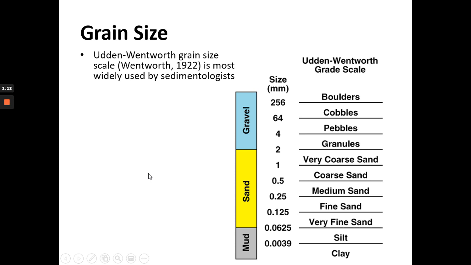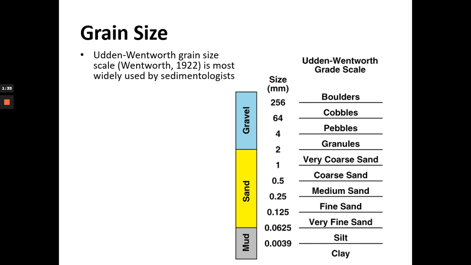So grain size is easy to understand. It's basically just the size of the grains inside your sediment or sedimentary rocks. Right? So you can say that the grains might be of a certain dimension. The diameter might be between 2 to 4 millimeters, or it might be finer, or it might be coarser, and so on. Right? So this is what we mean by grain size.